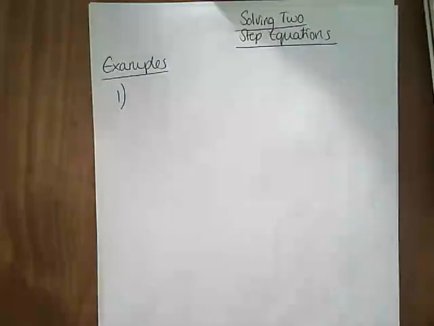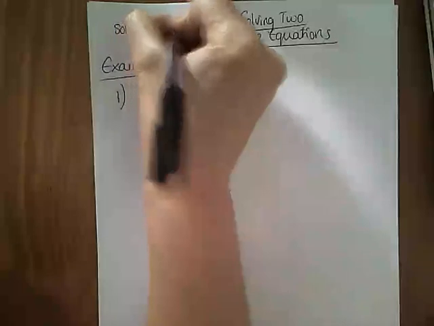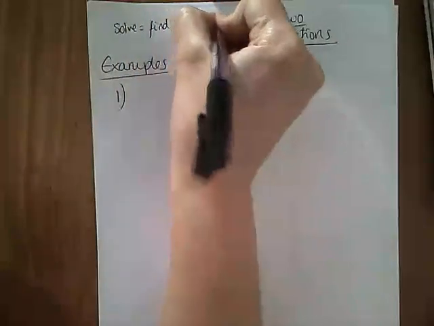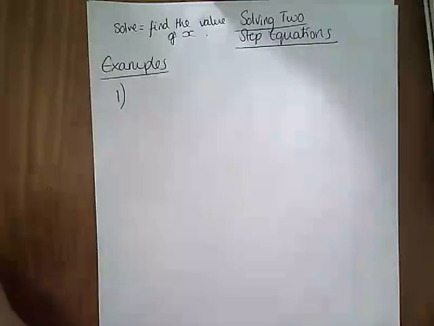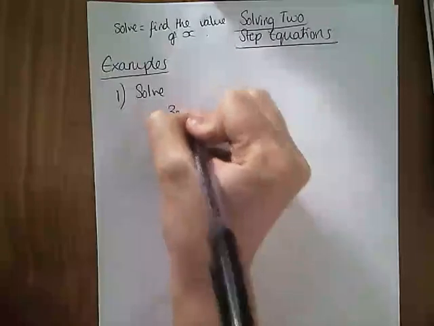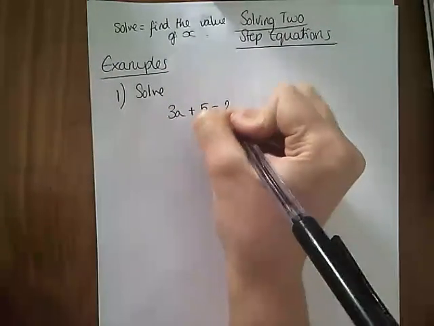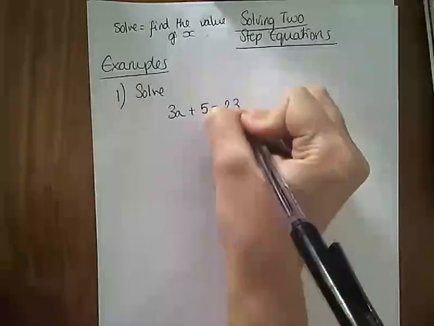Okay, so we are going to now look at solving two-step equations, okay? So we recall from our previous video that solve means find the value of x or whatever other letter you are using, okay? It can be any letter, it doesn't have to be an x. Okay, so what happens if it asked us to solve something like 3a plus 5 equals 23?